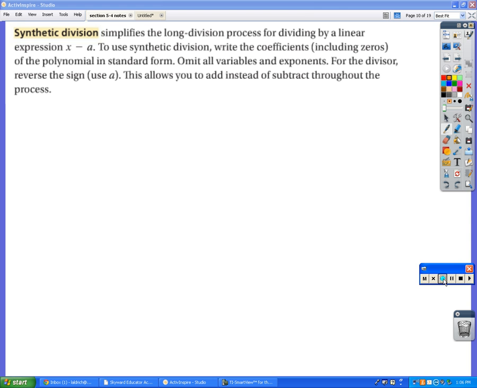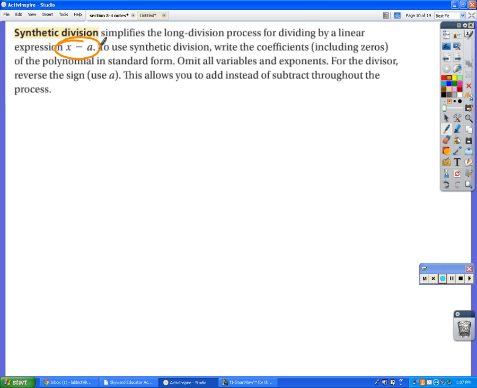The only thing that you need to be aware of is that you can only use synthetic division when you're dividing by a linear expression. So it's only if you're going to divide by x minus something or x plus something. If you have an x squared or an x cubed or anything like that, then this doesn't work. All right. So let's start by doing the example that we just did.